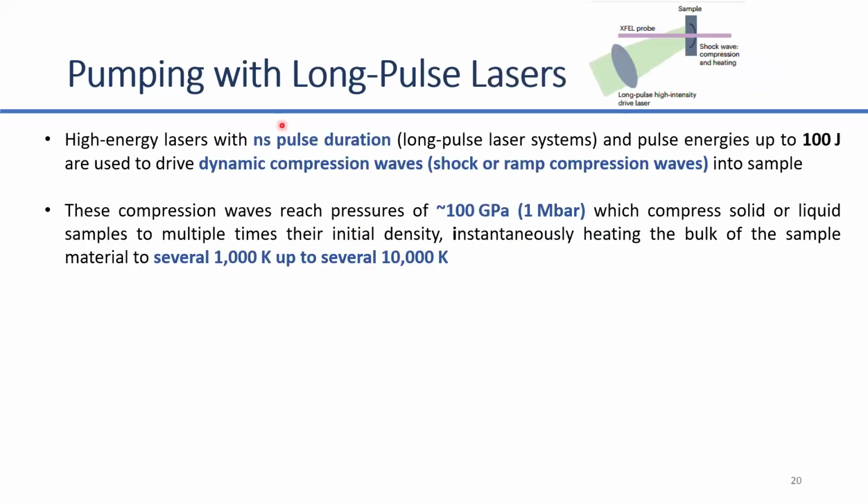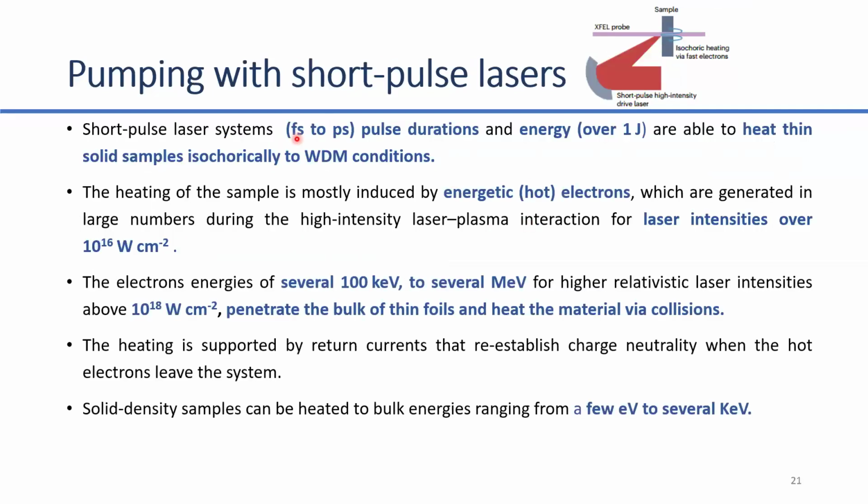If we look at the long pulse lasers, we are able to generate dynamic compression waves, like shock or ramp compression waves, and we are able to achieve high pressures similar to astronomical objects, etc. Then the femtosecond to picosecond lasers are used for energies over 1 joule, and they will heat thin samples to warm dense matter conditions.